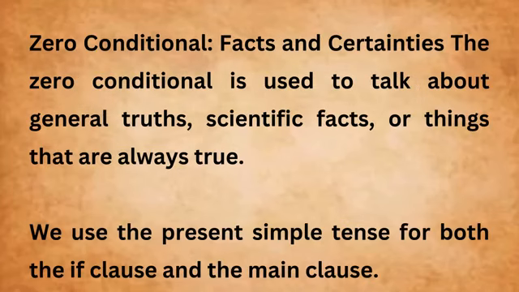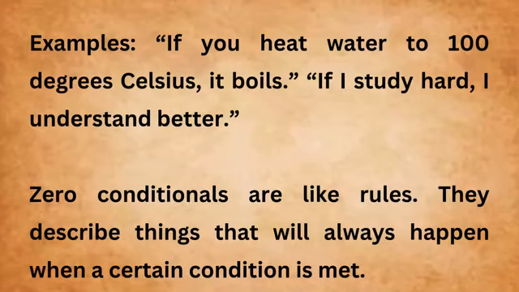Zero conditional. Facts and certainties. The zero conditional is used to talk about general truths, scientific facts, or things that are always true. We use the present simple tense for both the if clause and the main clause. Examples. If you heat water to 100 degrees Celsius, it boils. If I study hard, I understand better. Zero conditionals are like rules. They describe things that will always happen when a certain condition is met.